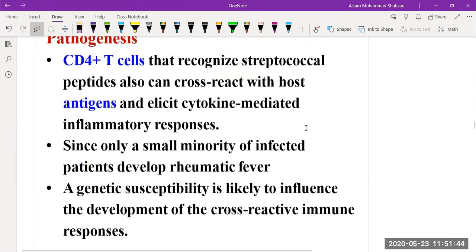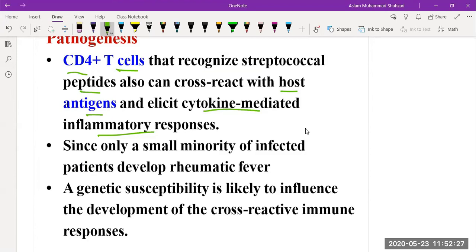And then it is also responsible, in terms of adaptive immunity, for CD4 T helper cells that recognize these peptides and then cross-react with the host antigen and exhibit a cytokine-mediated inflammatory response. And we know that there are two types of response, innate immunity and adaptive immunity. And the T helper cells will be produced under the cytokine-mediated inflammatory response. And these T cells or CD4 cells identify the streptococcal peptides and then cross-react with the host antigen.